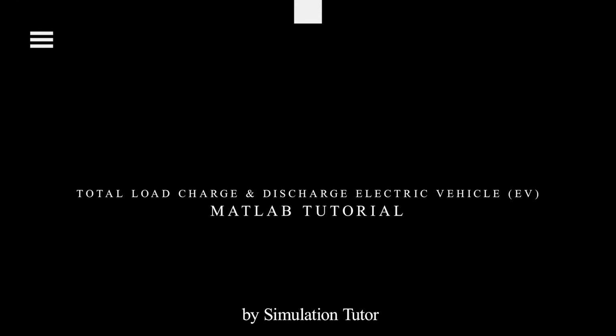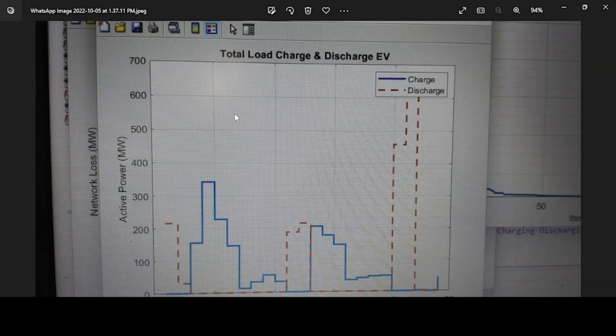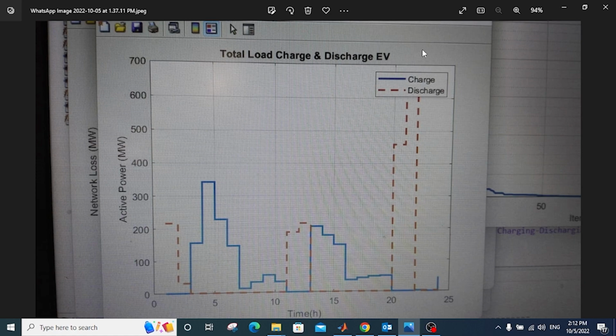Hello everyone, and this is the explanation of this graph, the total load charge and discharge of the electric vehicle. In this graph there are two lines. The first line is the charging line and the second line, the red one, is the discharging line.